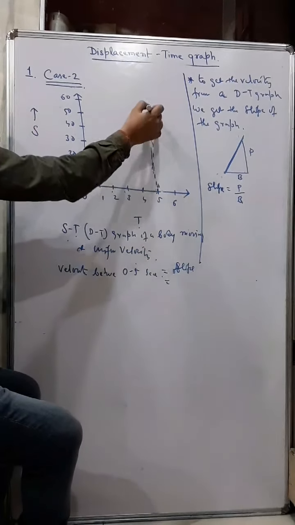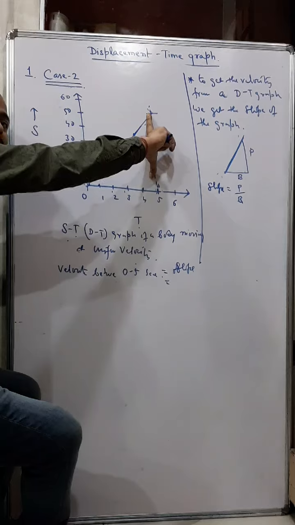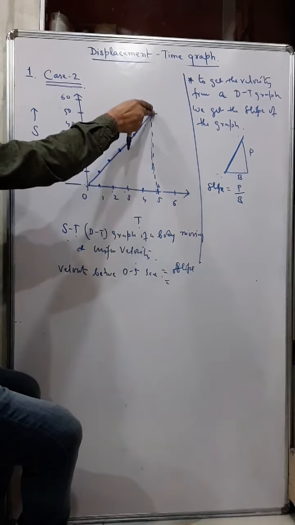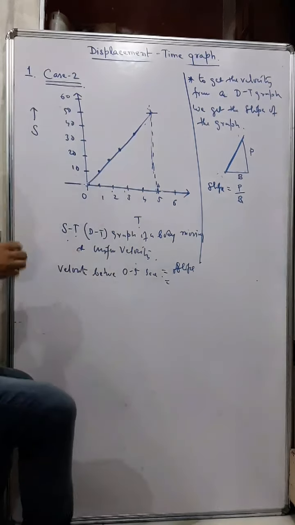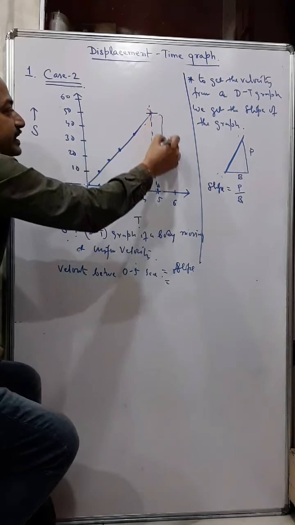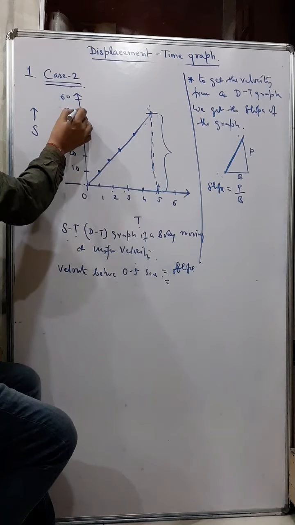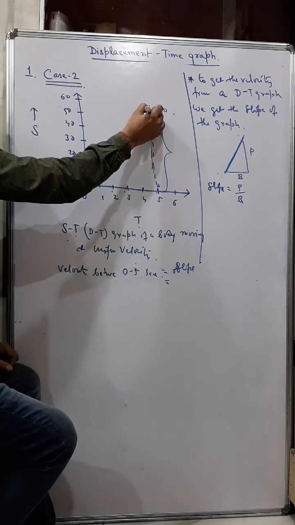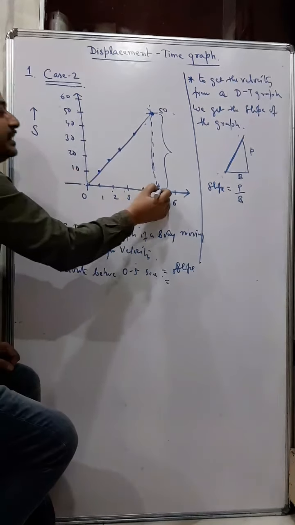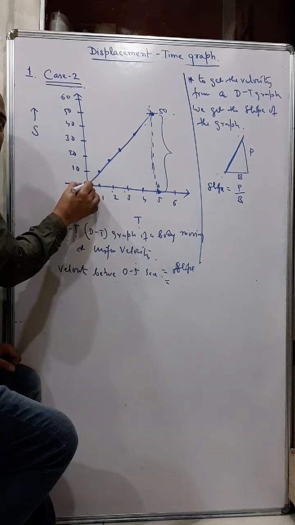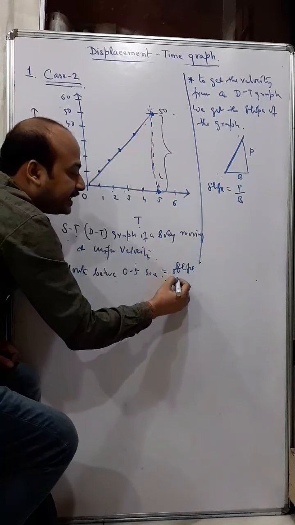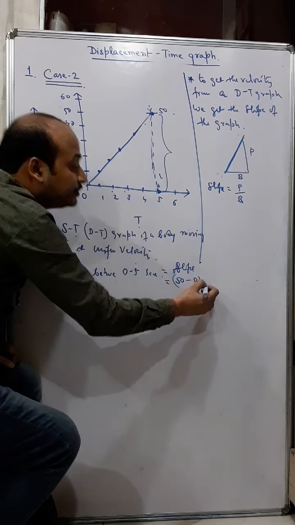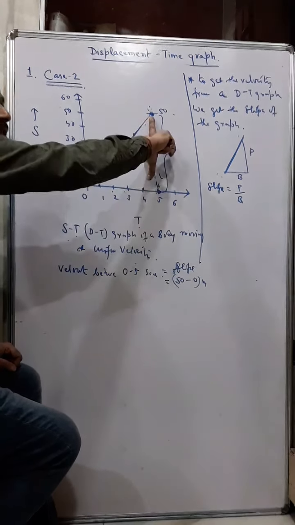Now perpendicular means this length, and for writing the length we'll always write the final minus initial value. That means I have to find this length. Now if you see from this graph, the final displacement is 50. So that means this point is 50. And here the initial is 0. Starting from here, this distance I will write like this: final minus initial. So I'll write 50 minus 0, which means this length.